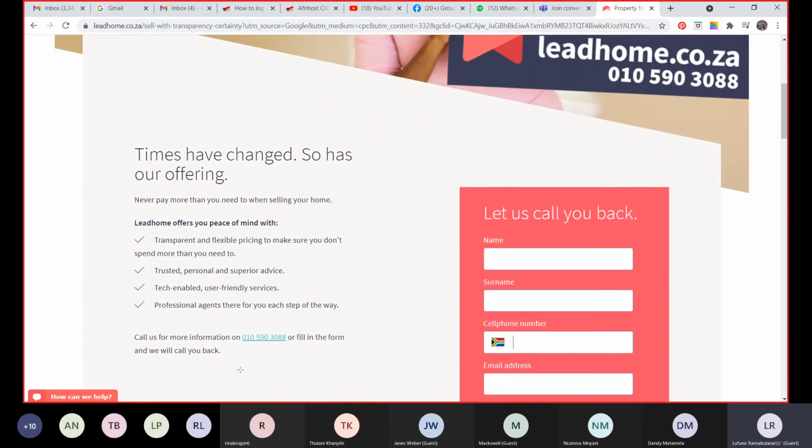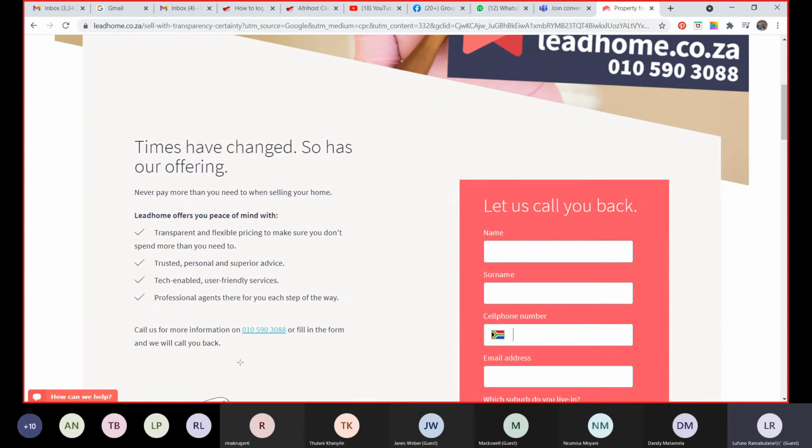So if you think about it from that angle, they say time has changed, so has our offering. Never pay more than you need when selling your home. Lead Homes offers you peace of mind with, by the way, disclaimer, these are not sponsoring. We are just using this as an example. So they use tech-enabled and user-friendly services. So tech, it's another one.